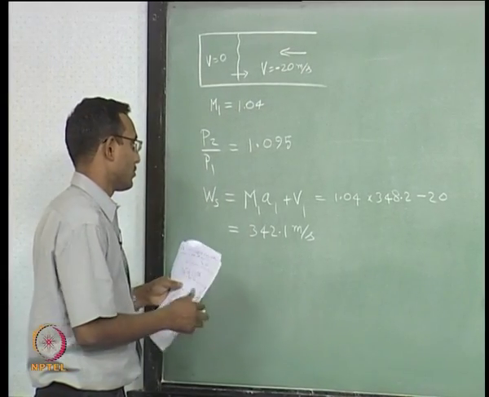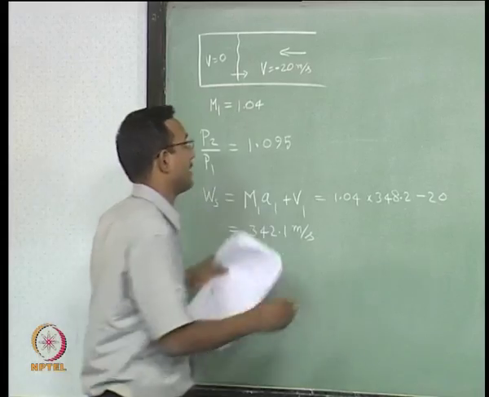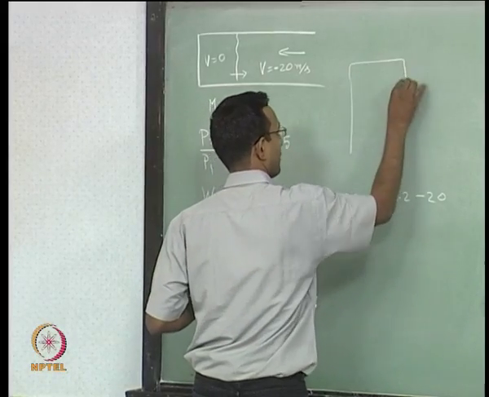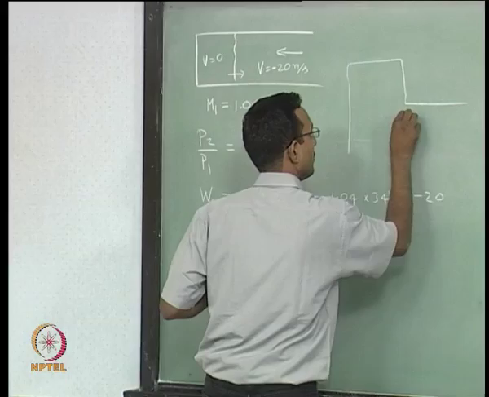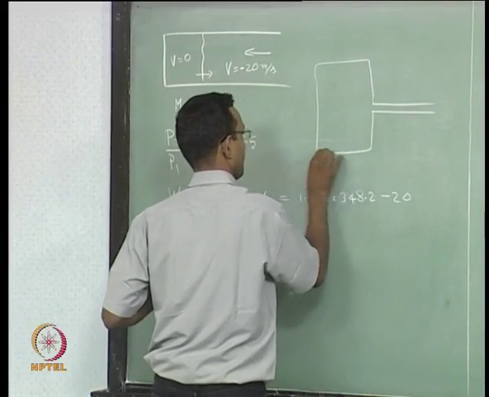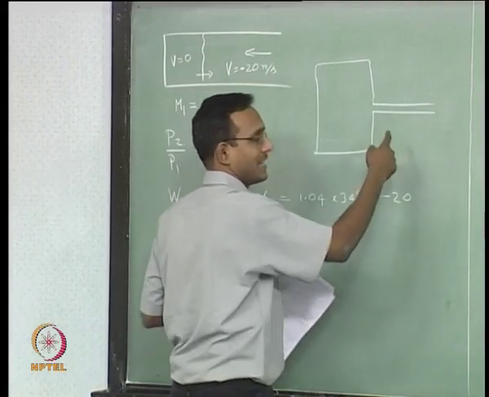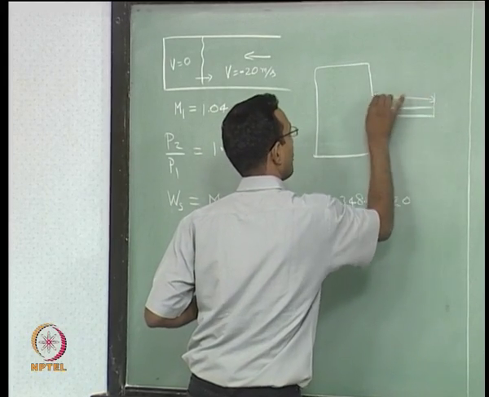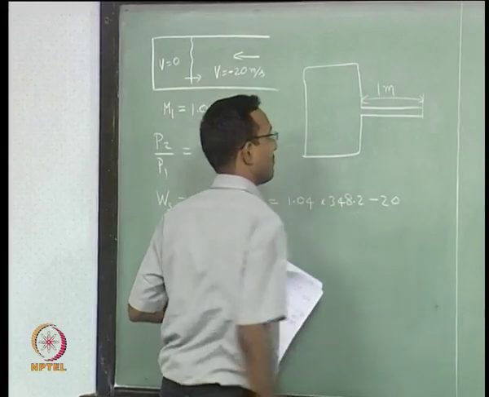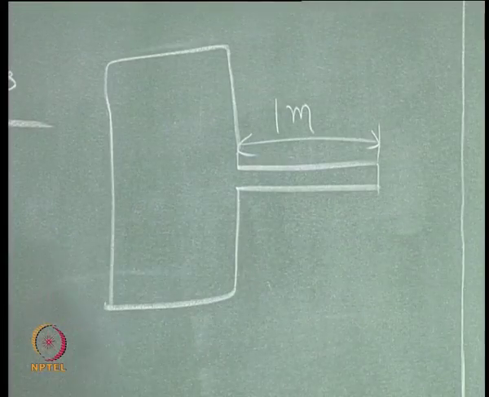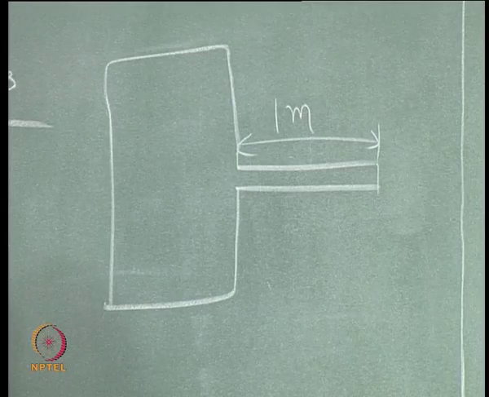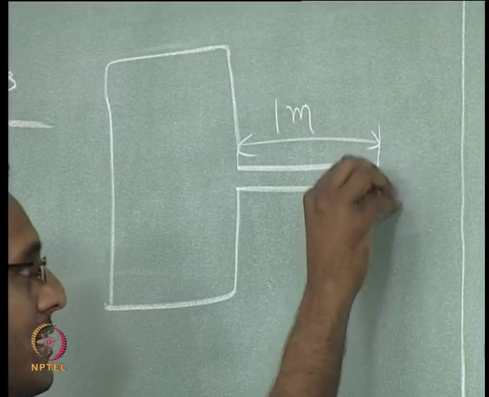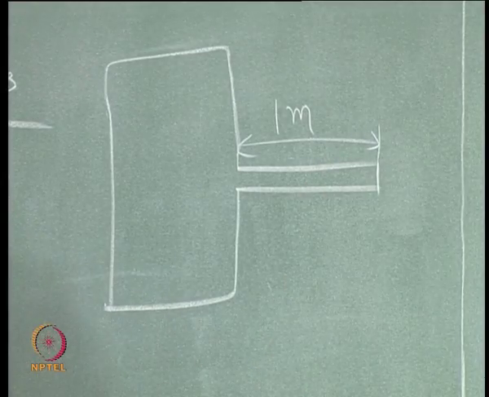So, if I consider a case where I have a big tank with a thin tube through which I have that same 20 meter per second flow, and let us call it 1 meter long. If I have some case like this, and it was having a steady 20 meter per second flow, and I just now at t equal to 0 put a lid at the end of the duct.